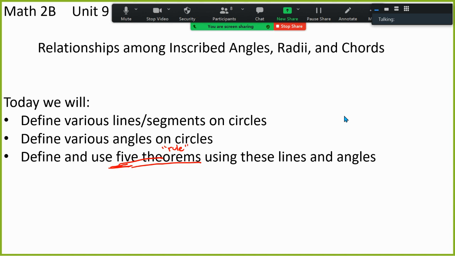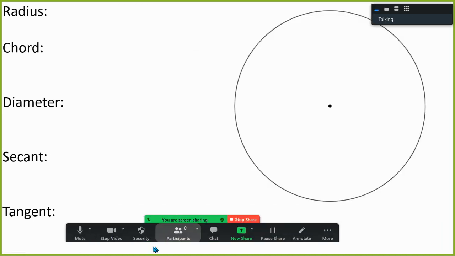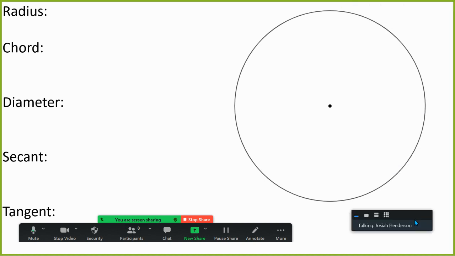So here we go. Good morning, Bailey. All right, everyone, get your stuff ready, get your paper ready. Here we go. And let me go ahead and move this thing for now.